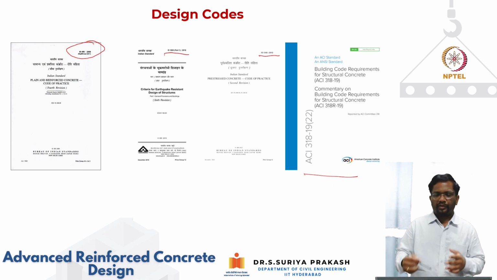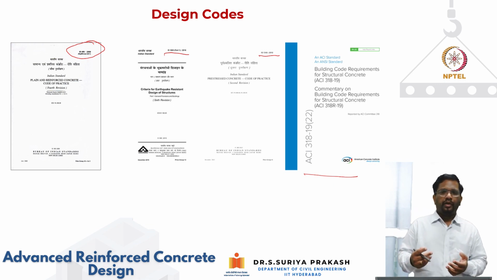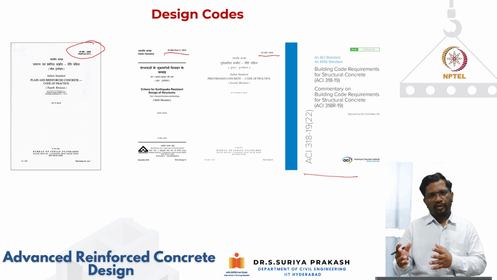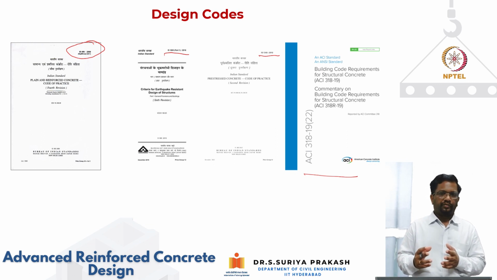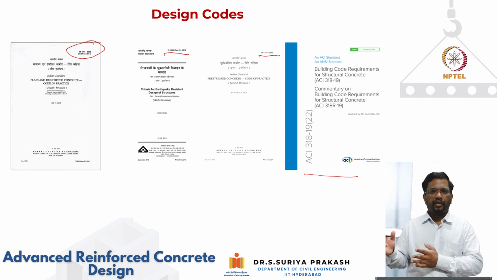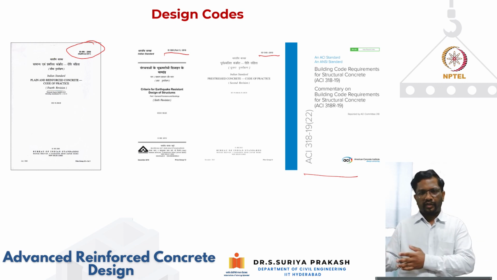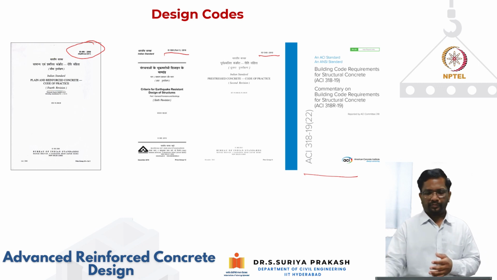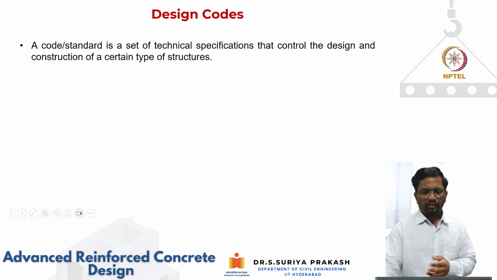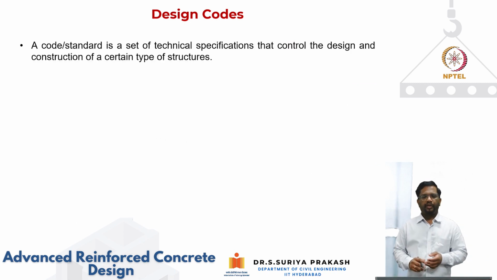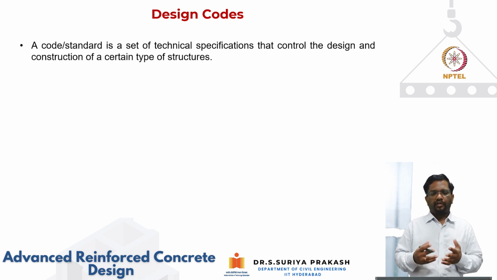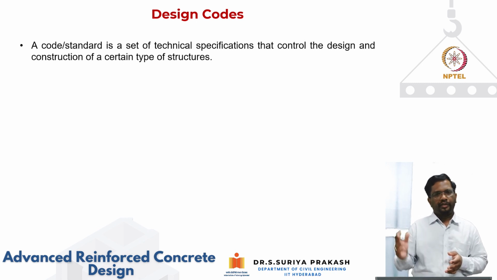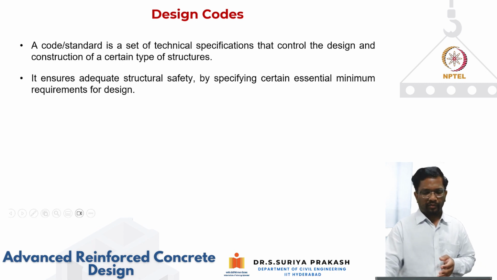I've just given examples. So different codes are available for designing, depending upon the type of structural system that you are designing. For example, if you're looking at bridges, Indian Roads Congress codes are available. If you're doing railway structures, railway bridges, Indian Railway Standard guidelines are available. Now, what is the need for a code? A code or standard is a set of technical specifications that help the design and construction for certain types of structures. So we have varieties of codes and design standards that are available.